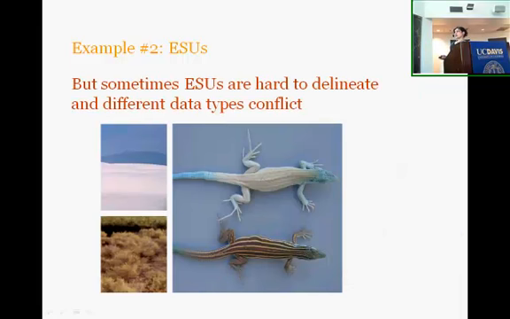But sometimes ESUs are very hard to delineate, and sometimes different types of data conflict. Here's one example from my own research. These are lizards that inhabit white sands. Has anyone been to white sands in New Mexico? No one ever goes there. It's a cool place.